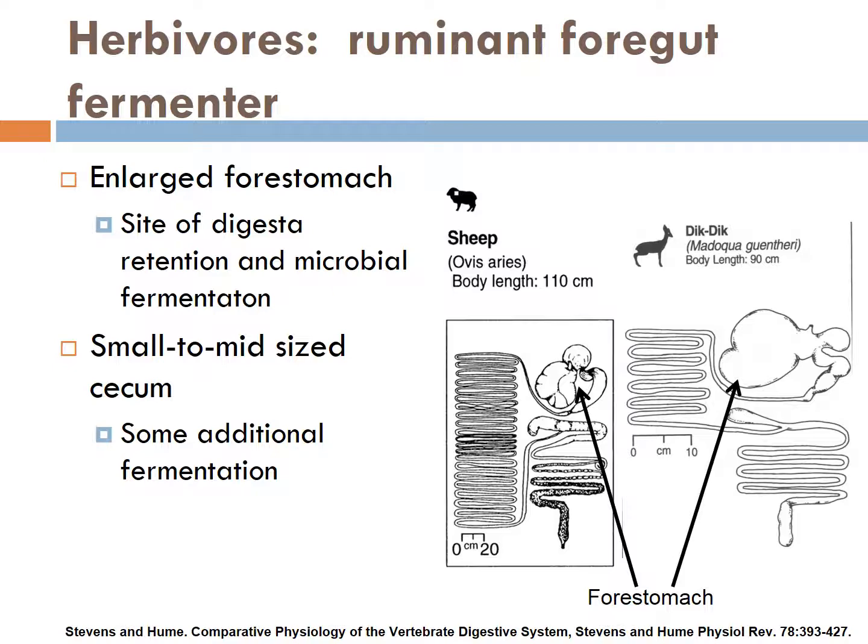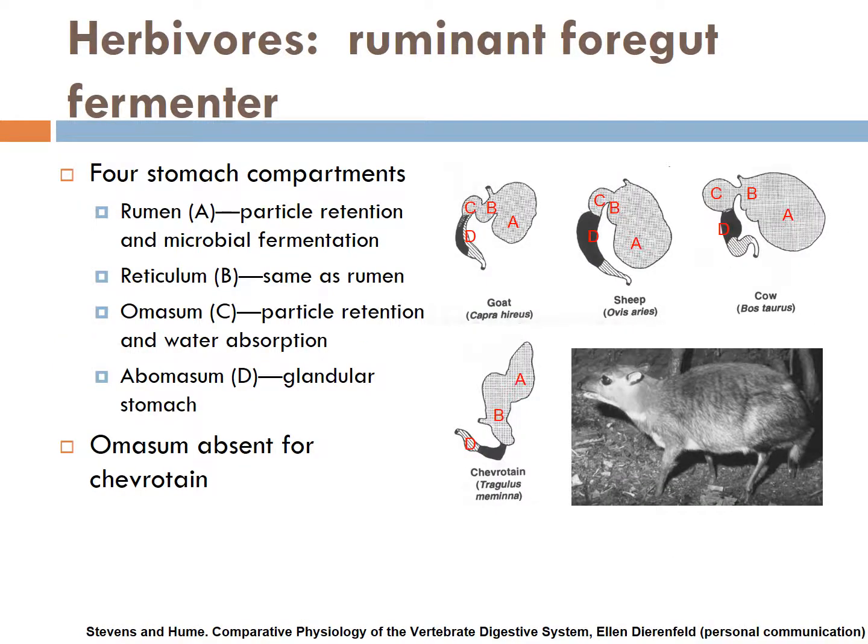As you've learned in earlier classes, the forestomach in the ruminant is composed of 4 stomach compartments, including the rumen, reticulum, omasum, and abomasum. The rumen participates in particle retention and microbial fermentation, and you can see it pointed out to you for the goat, sheep, cow, and the chevrotain.